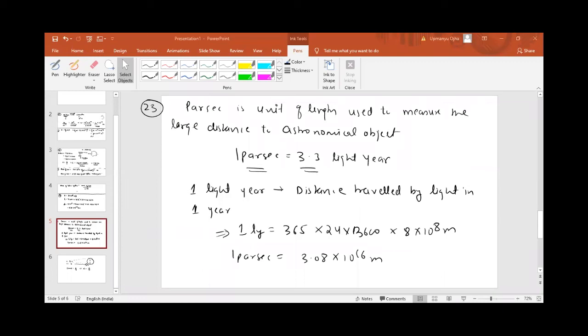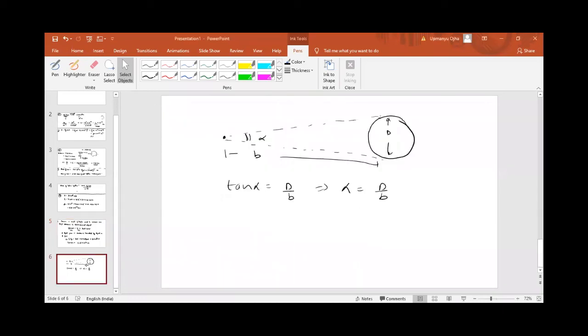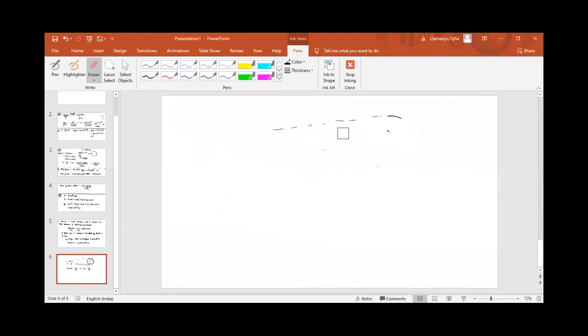Okay, parallax. First of all, I will explain to you the parallax method. Wait, I will tell you about the parallax method. What is the parallax method? See, like when you're traveling in a train. Okay, have you ever observed the moon?